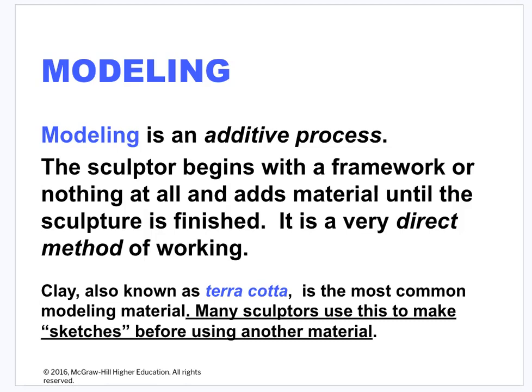The sculptor begins with a framework or nothing at all and adds material until the sculpture is finished. It's a very direct method of working, meaning when we use this terminology of direct or indirect, it means what you are making at the moment is what the finished piece will be. Indirect, you'll see, goes through a process. So the thing that you actually make with your hands in the beginning goes through multiple steps and will be the same thing that you've made, but it goes through a process to get to that point.